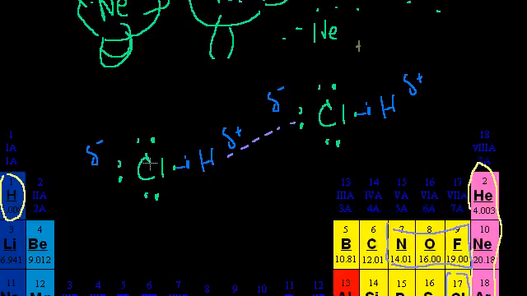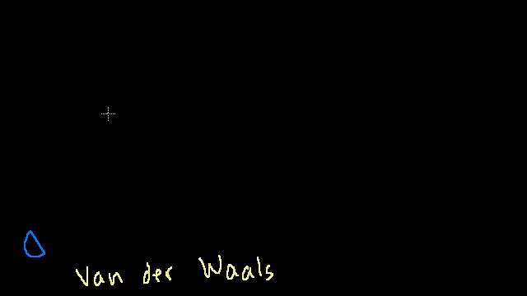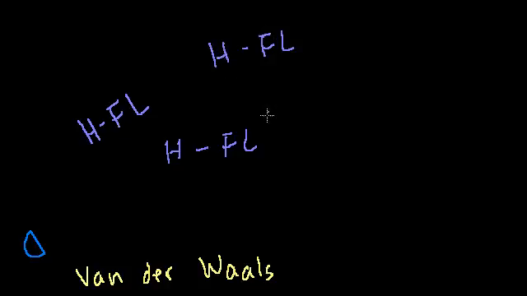Now, when you get even more electronegative, when you're dealing with nitrogen, oxygen, or fluorine, you get to a special case of dipole-dipole interactions, and that's the hydrogen bond. So it's really the same thing. If you have hydrogen fluoride, a bunch of hydrogen fluorides around the place. I'll write hydrogen fluoride here.